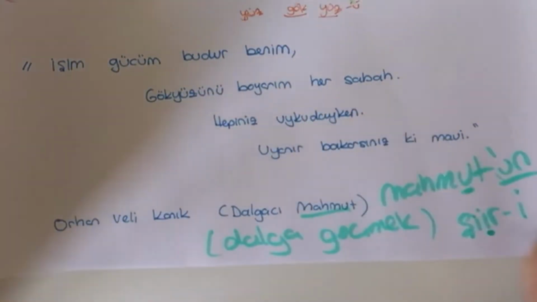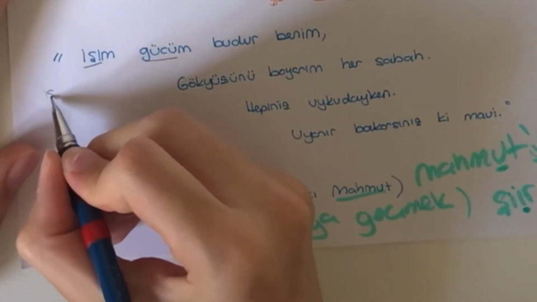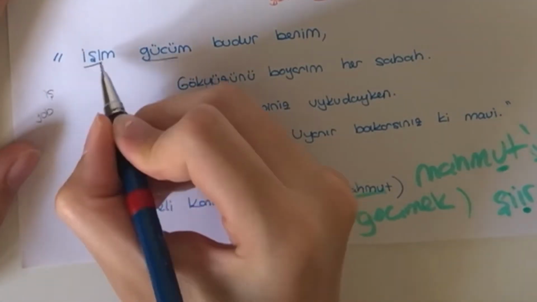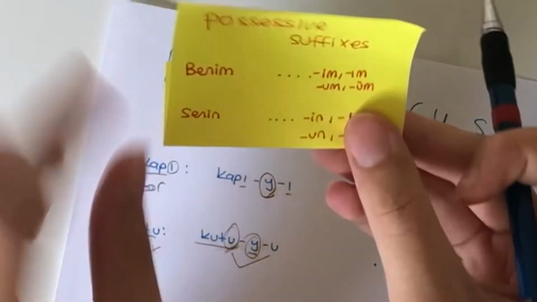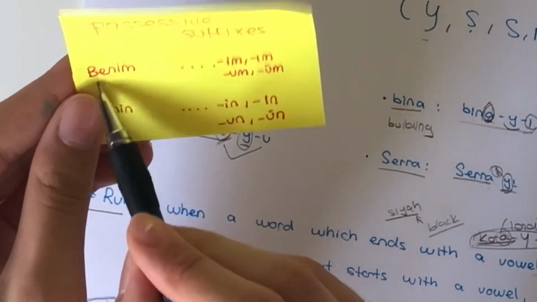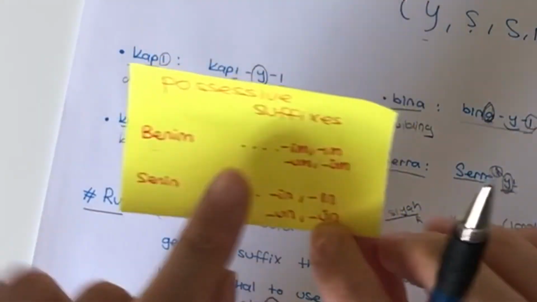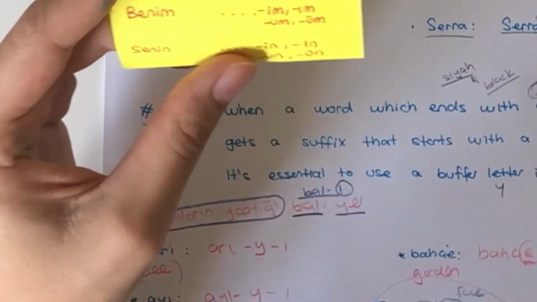This is my job. İş, güç. Güç means power. So iş means job, and im is the personal suffix. Here we learn, here im is the personal suffix of benim. Ben means I, and benim means mine. So we use the suffix im here. And here is something I want to tell too.